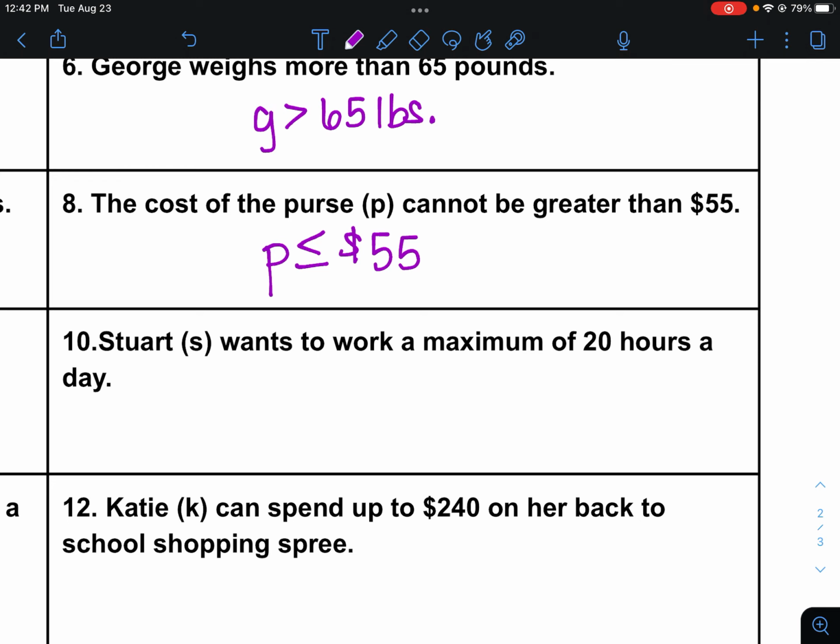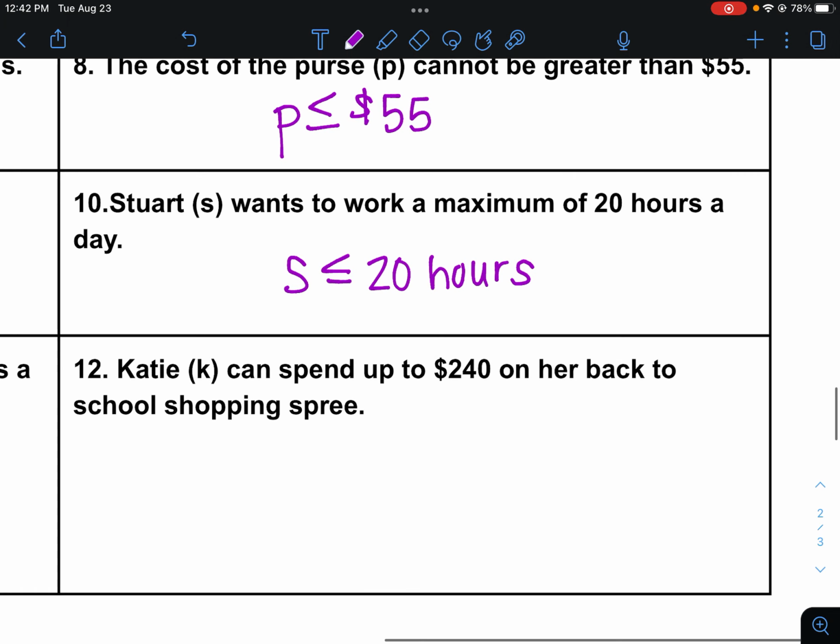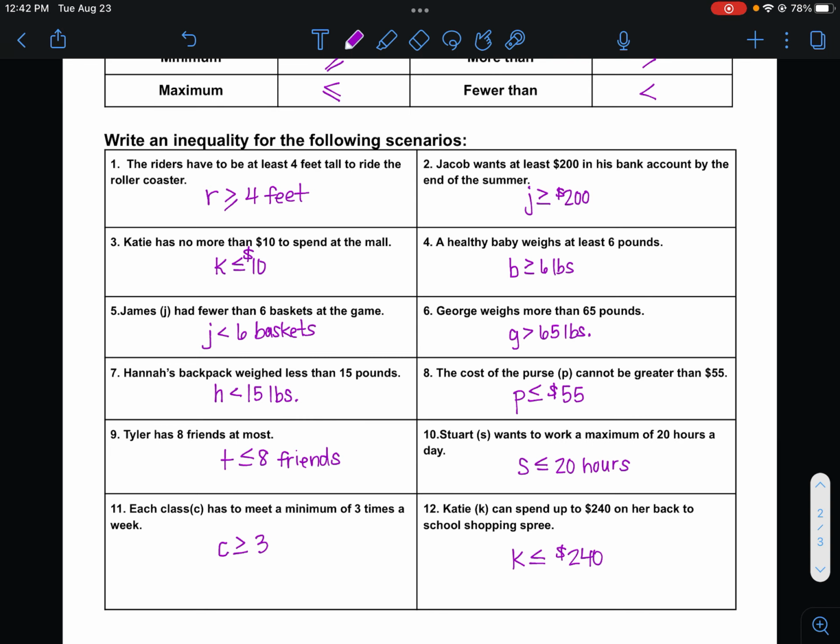Stuart wants to work a maximum of 20 hours a day, so S for Stuart. He doesn't want to work more than 20, so less than, but he could work exactly 20 hours. And then Katie K can spend up to $240 on her back-to-school shopping spree. So she can't spend more than she has, so less than or equal to $240. So there are your inequality scenarios.